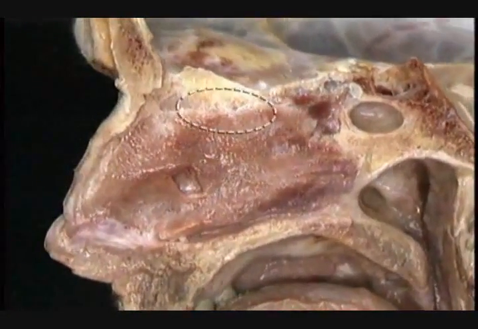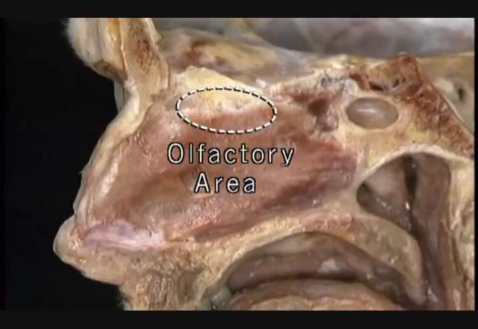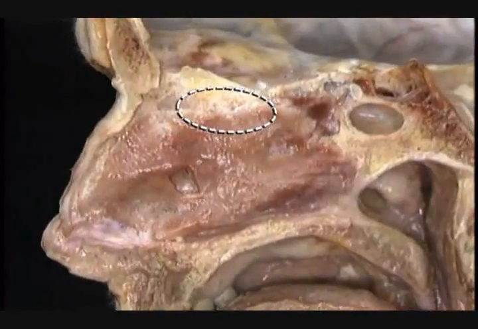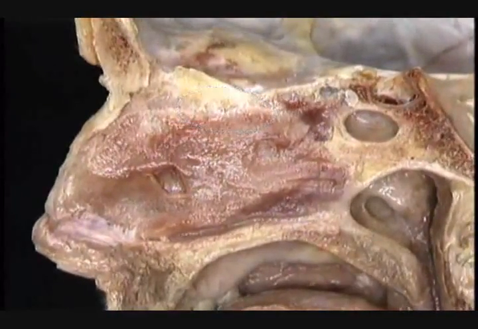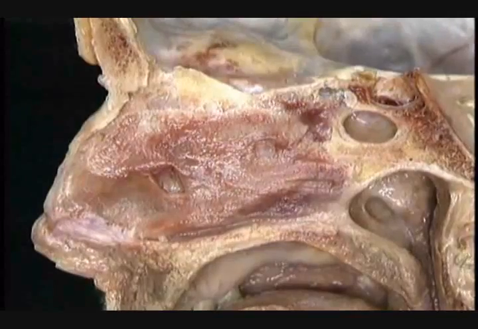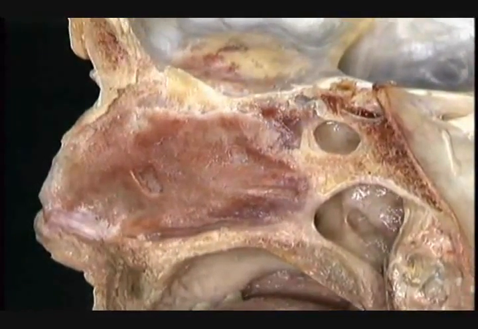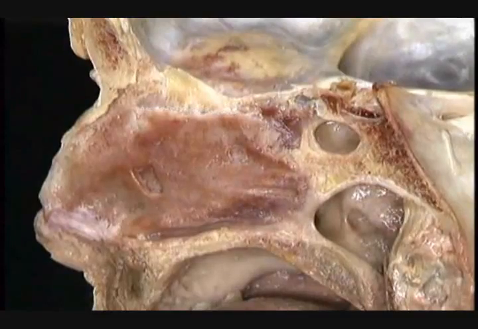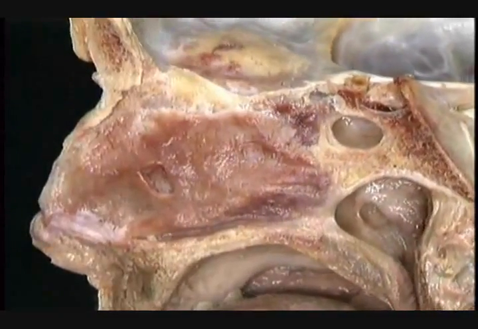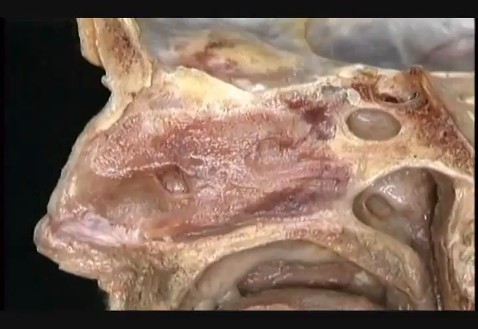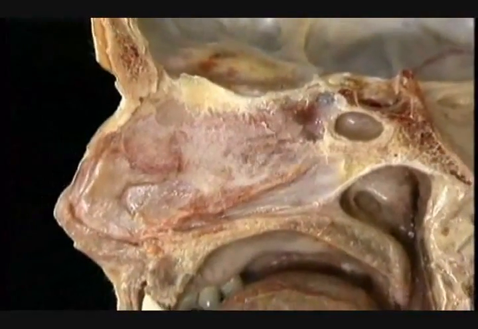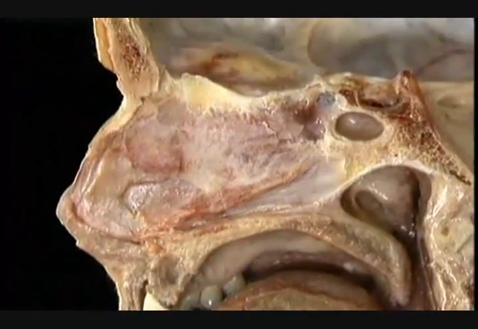The highest part of the septum is the specialized olfactory area. It contains some of the fibers and nerve endings of the olfactory nerve, which are the sensory receptors for our sense of smell. The cribriform plate, which the olfactory nerve fibers go through, is at this level. Now we'll remove all the mucous membrane from the septum so that we can see the underlying cartilage and bone.